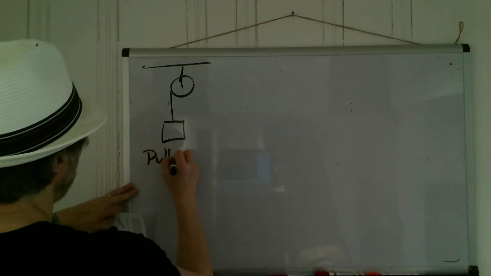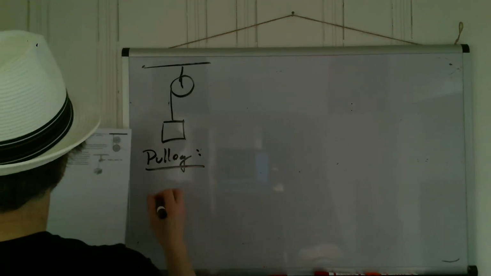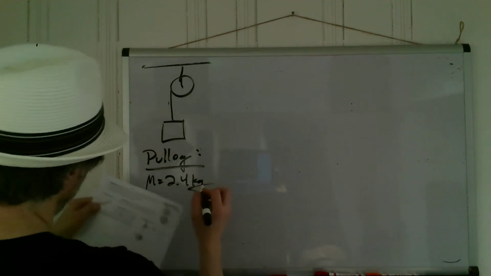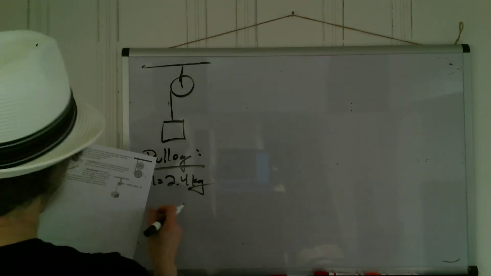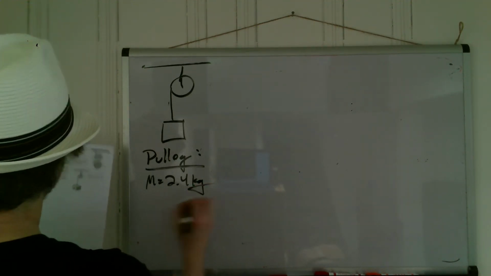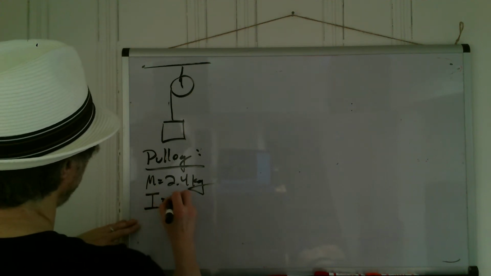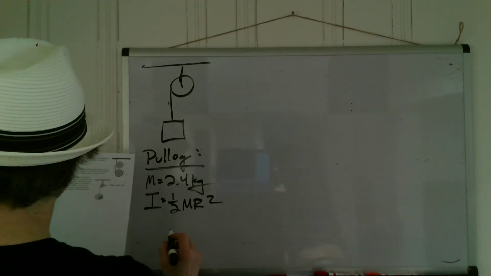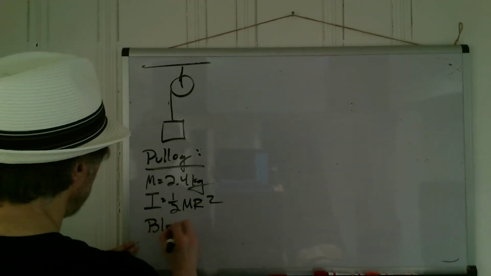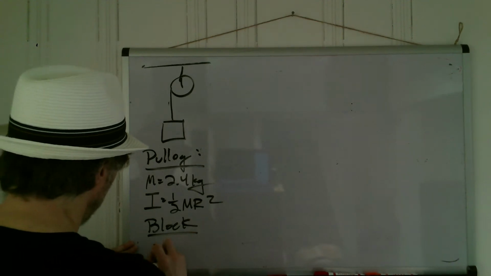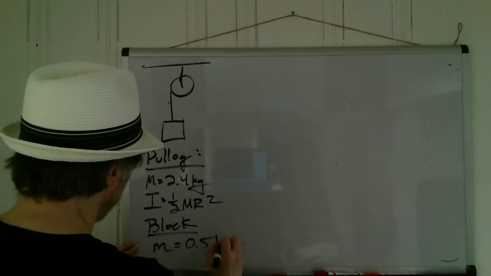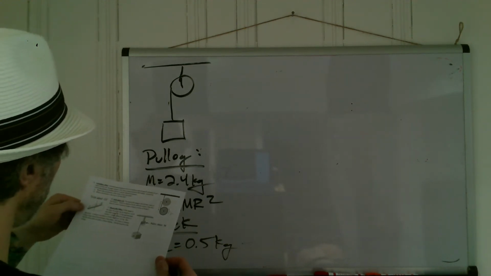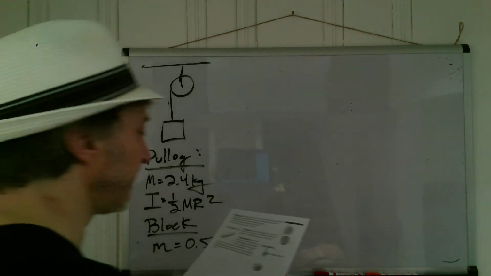So for the pulley, we know that the mass is 2.4 kilograms. I did not give you the radius. We do know that it has a rotational inertia, because it's a disk about its center, of 1/2 MR squared. And then the block has a mass, little m, of 0.5 kilograms. The string wraps around the perimeter of the pulley, the block is released, no slipping. We've got to find the tension in the string.